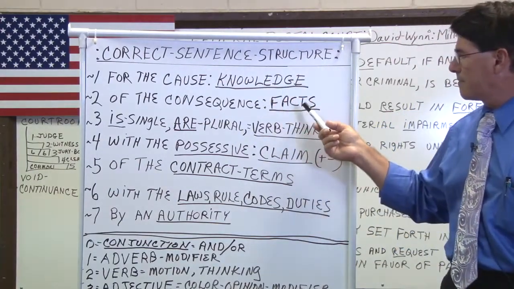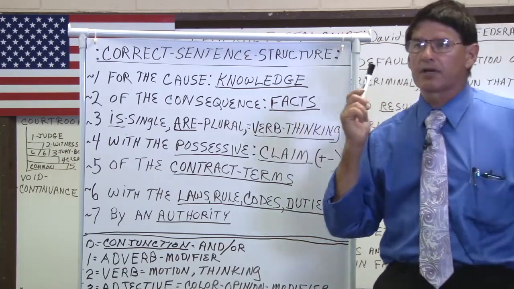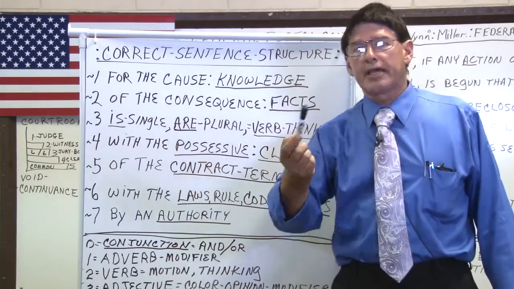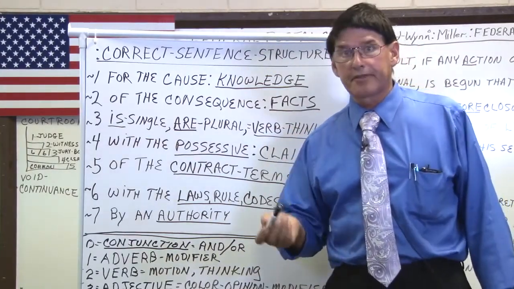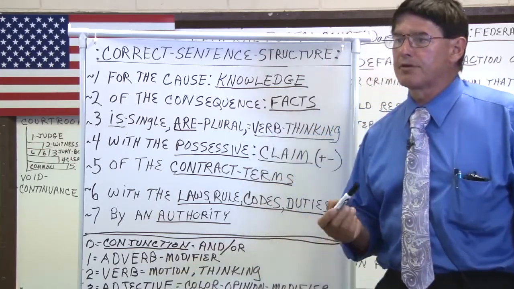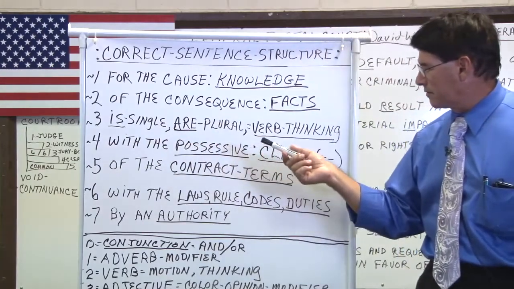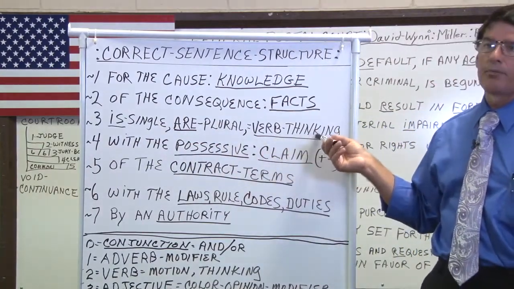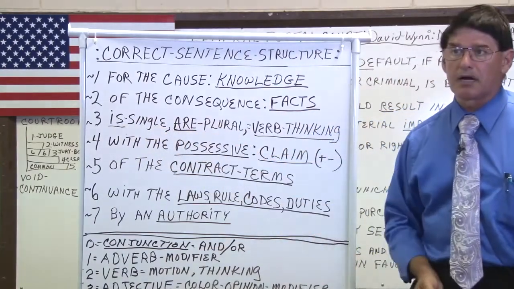Once your knowledge is established as facts in your brain, it's like a computer. In order to bring any information out of your brain or out of a computer, you have to think. And thinking then becomes the verb of action. You have is as a singular and are as a plural. So the verb thinking now becomes, these are the only two verbs in the English language, is and are.